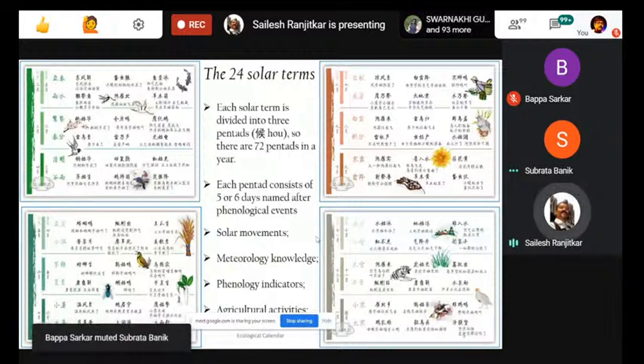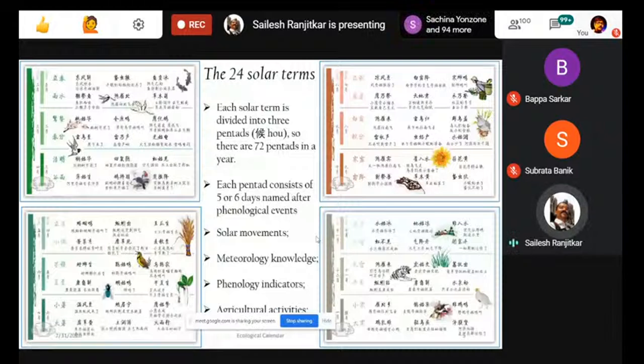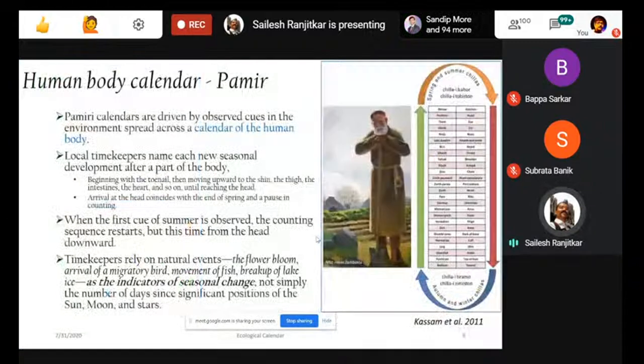So anyway, the river and pond are frozen again. So these events are mentioned in this calendar, which was documented in very early times. Another example is a human body calendar from the Pamir. These calendars are mostly driven by observed cues in the environment that are spread across the calendar of the human body. These local timekeepers name each new season's development after a part of their body. Mostly it begins with the toenail, then moves upward, reaching up to the head.